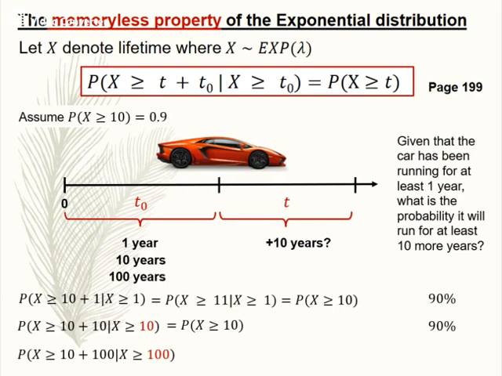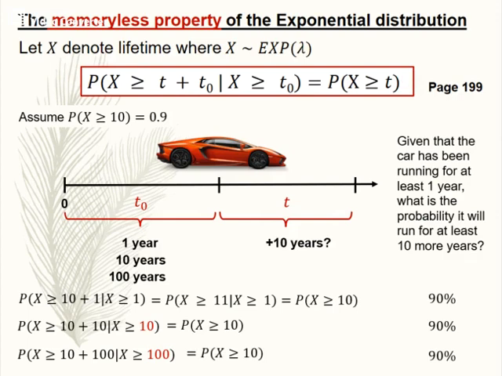All right. So in this case, T0 has changed, but T hasn't changed. So you can see I reflected that in my formula. And because it's exponentially distributed, we can use the memoryless property again. And surprise, surprise, the answer is 90% again.